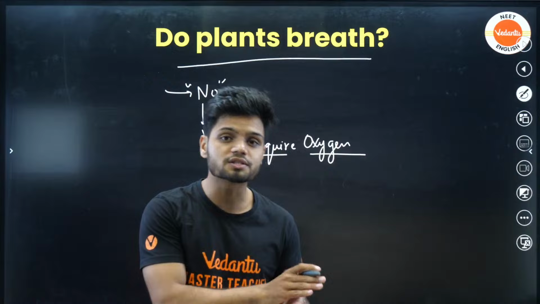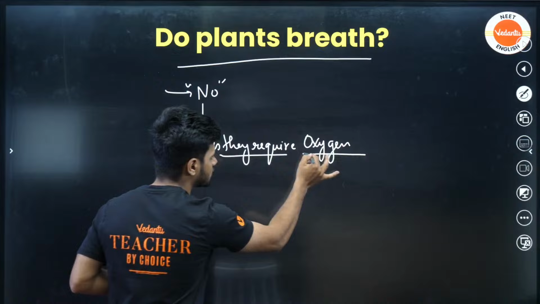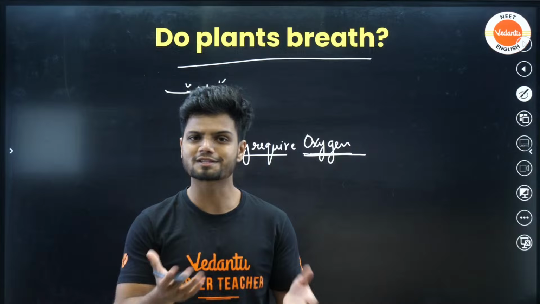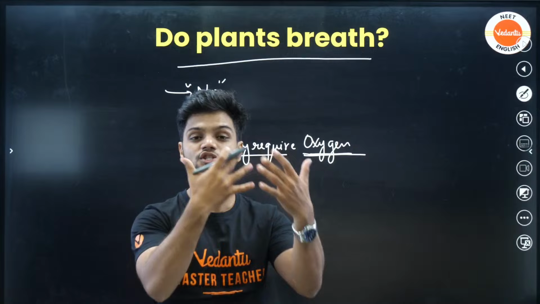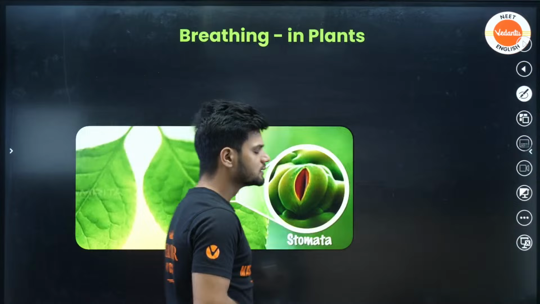But where does this oxygen come from? I told you plants need oxygen, but how is the oxygen entering the plant? For example, we humans, we breathe, right? That is a fresh oxygen going inside. But how does the oxygen enter the plant? Can anyone in the chat tell me? The answer is very simple. The first part is your stomata.